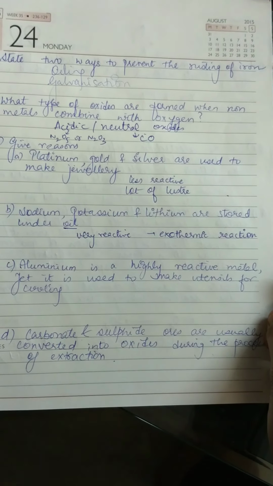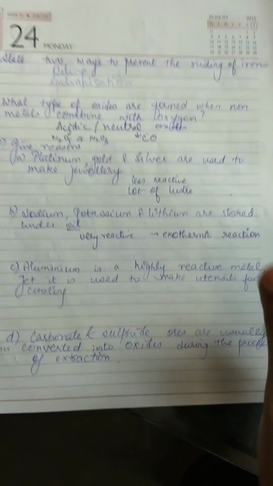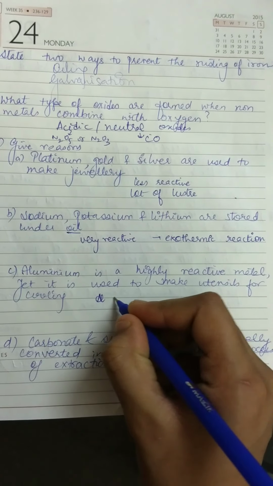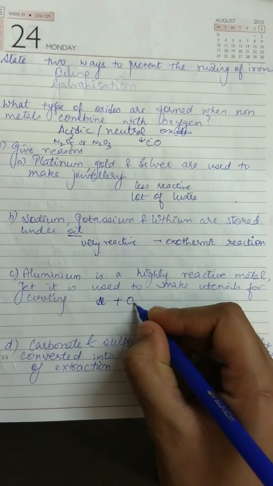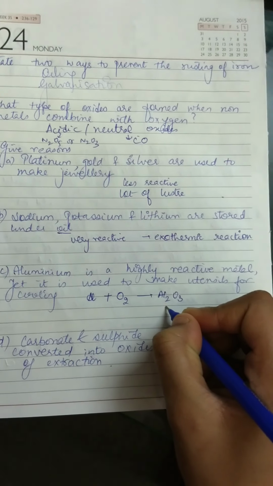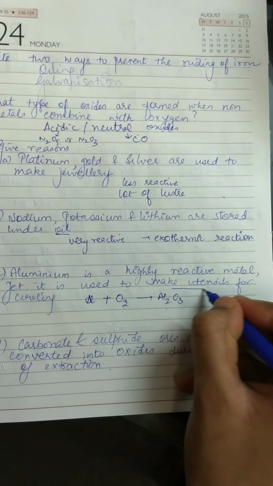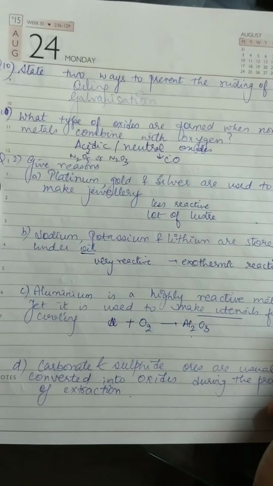Next, aluminium is a highly reactive metal, yet it is used to make utensils for cooking. Aluminium combines with oxygen to form a layer of aluminium oxide on it, and this prevents the aluminium from reacting with other substances. Therefore, it is used to make utensils for cooking.